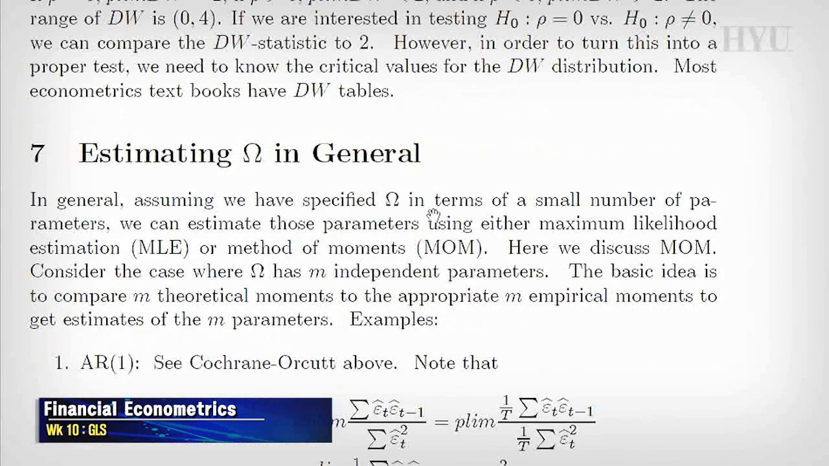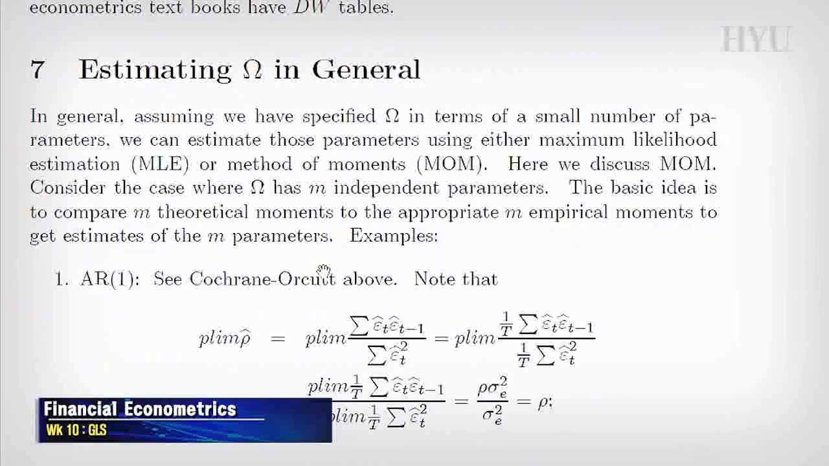Now, estimating omega. In general, assuming that we have specified omega in terms of a small number of parameters, we can estimate those parameters using either maximum likelihood estimation or the method of moments. I think I can explain the first one later, and here we discuss the method of moments. Consider the case when omega has m independent parameters. The basic idea is to match m theoretical moments to appropriate m empirical moments to get the estimates of the m parameters.